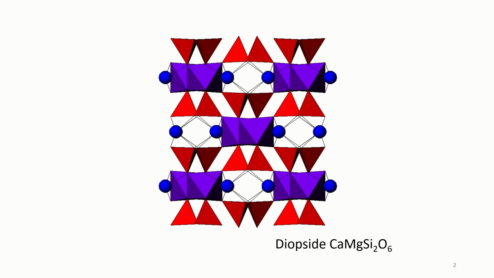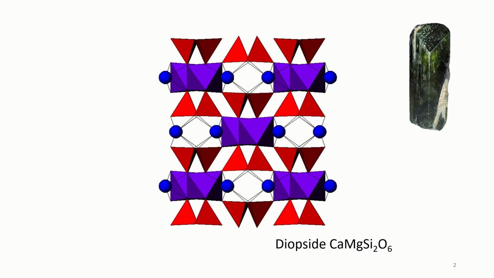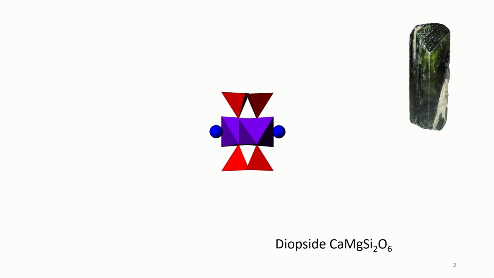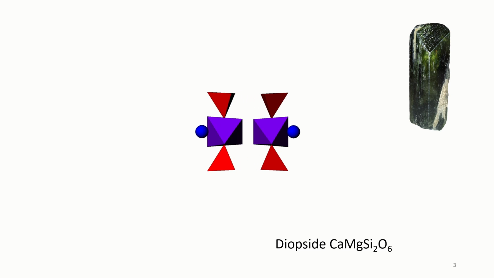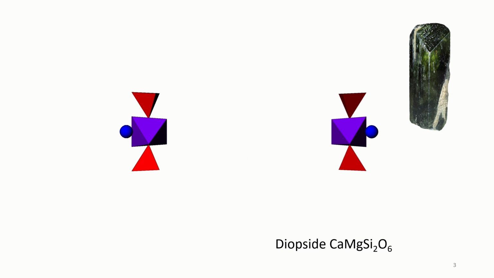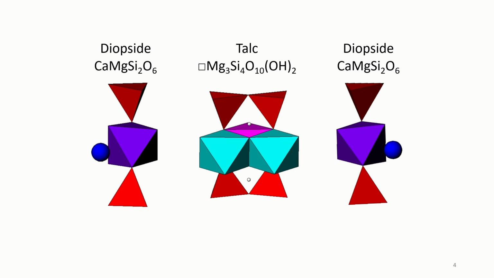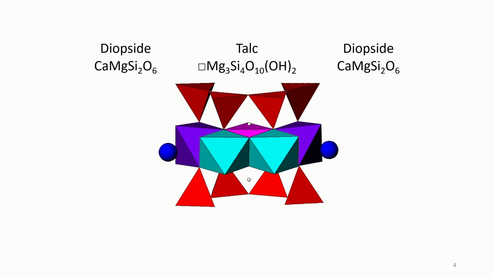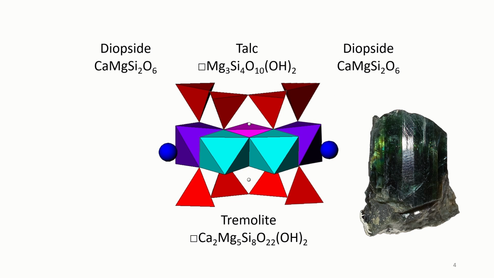Now here's the structure of diopside, which is a pyroxene group mineral. Let's isolate one of these TOT modules and then split it in half to produce a formula unit of diopside. Here, there is 1 calcium site, 1 magnesium site, and 2 silicon sites, which is consistent with the formula of diopside. Now, if we combine a formula unit of talc with 2 formula units of diopside, we get tremolite, an amphibole. This works both in terms of the crystal structure and the chemical formula.